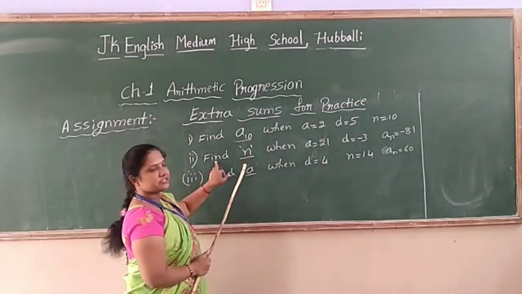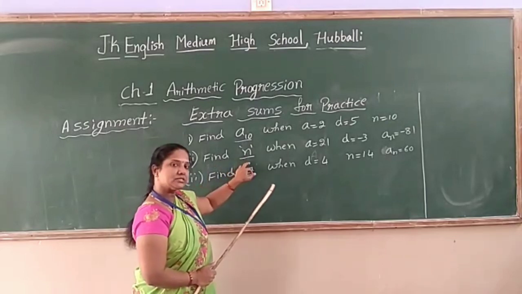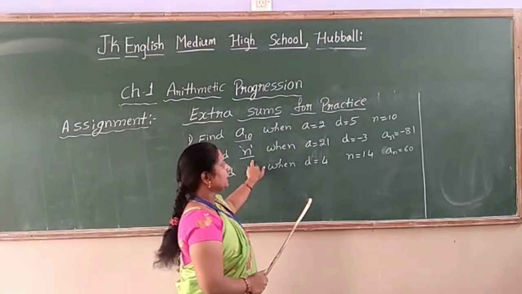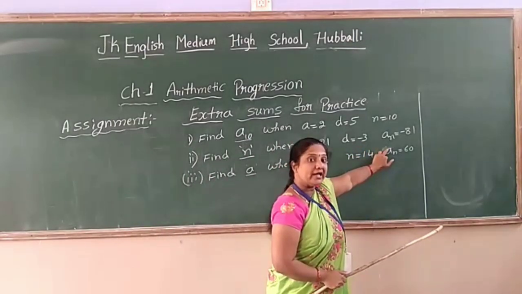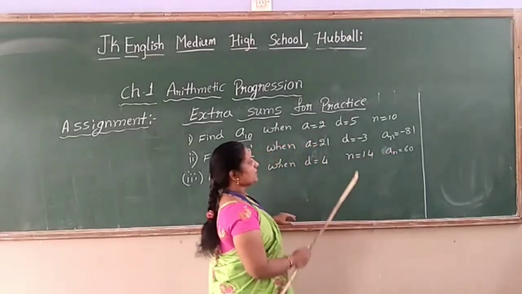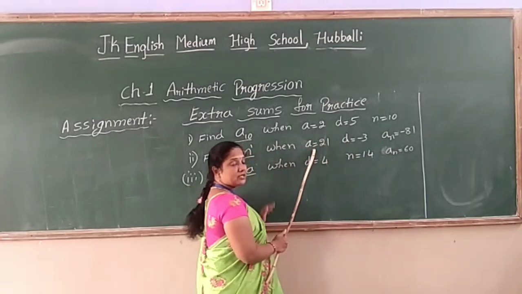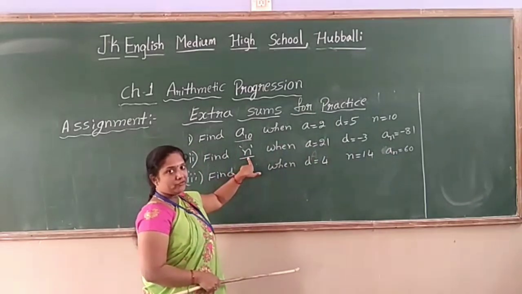In the same way, the second question is you have to find the n value by using the same formula, an is equal to a plus n minus 1 into d. They give you the nth term of this AP as minus 81, the d value as minus 3 and the a value as 21. Substitute in that formula, simplify and find the value of n.